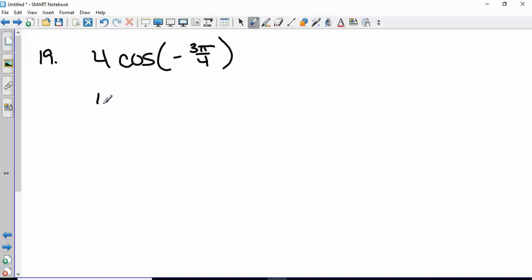Alright, we usually didn't keep negative angles. If it was a negative degree, you added 360. If it's a negative radian, we add 2 pi. So negative 3 over 4 plus 2 would be 5 pi over 4.